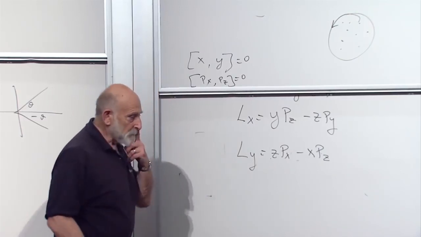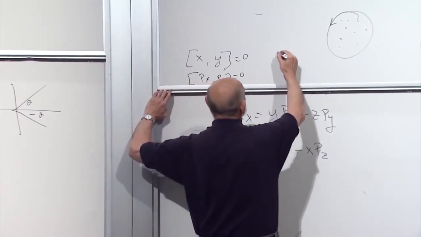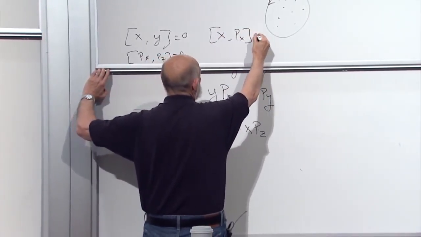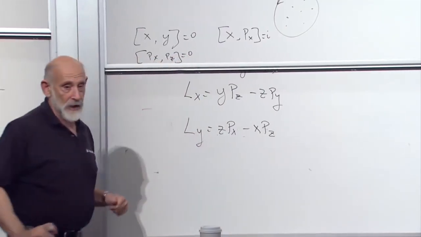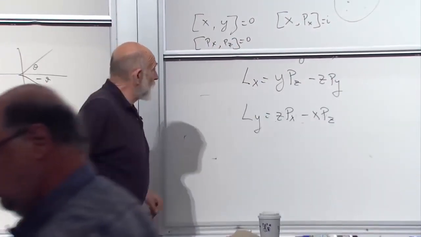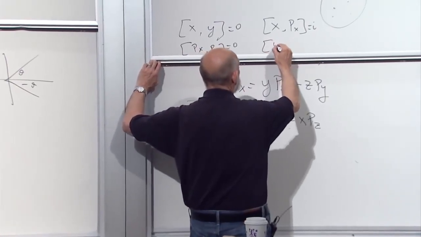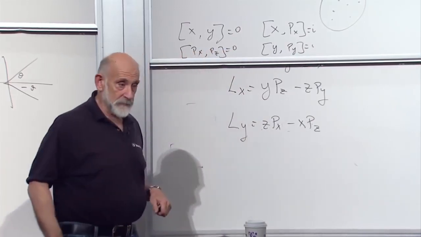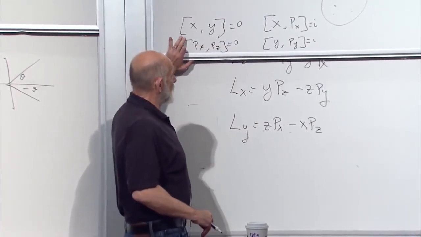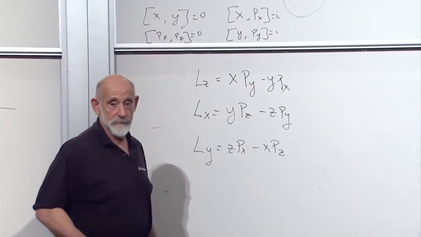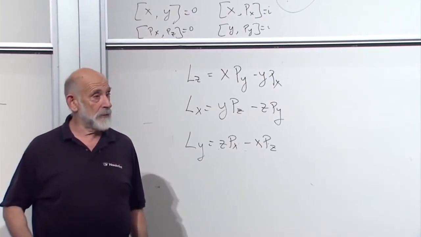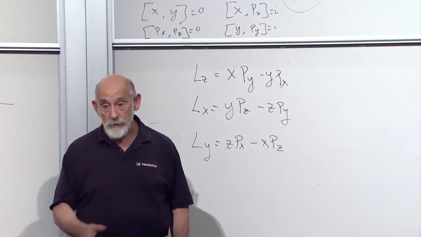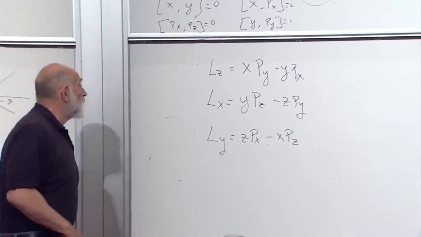Which things don't commute? The things that don't commute are x with px. And that's equal to i h bar. Same with y. Y with py is i h bar, and z with pz is i h bar. I won't write it down. How about x with py? That commutes. Multiplication by x and differentiation with respect to y commute with each other. And you can check that.